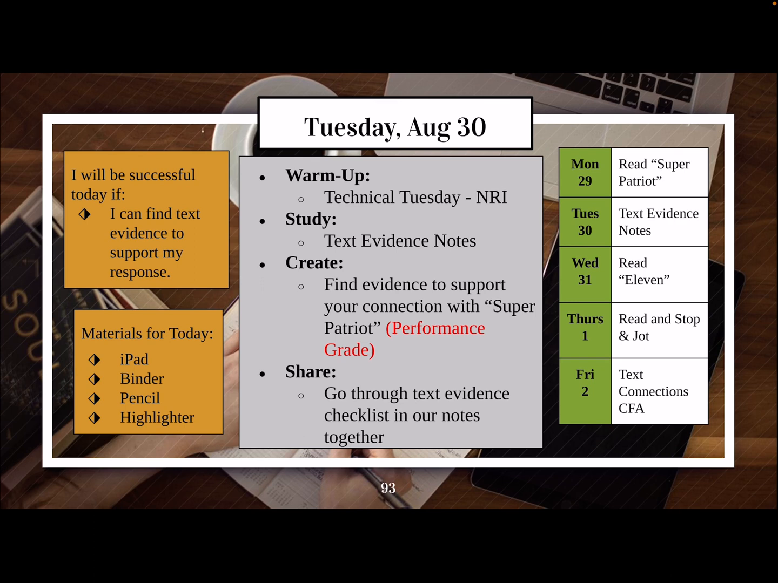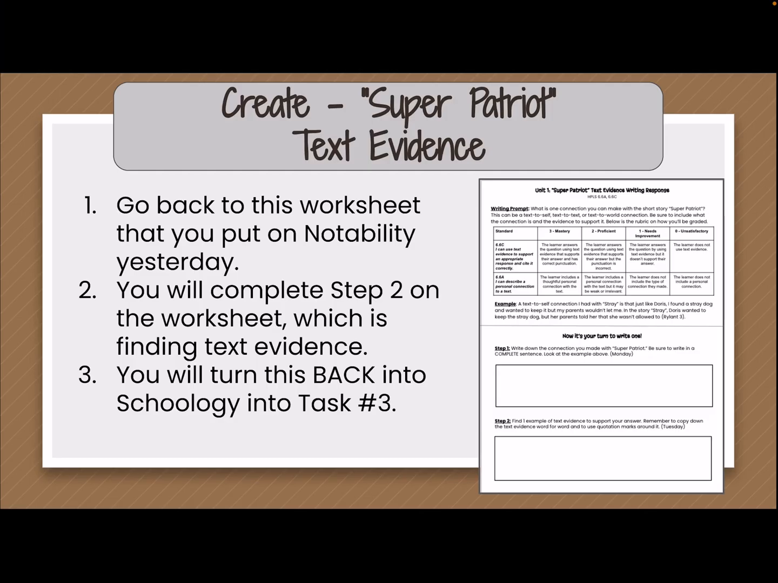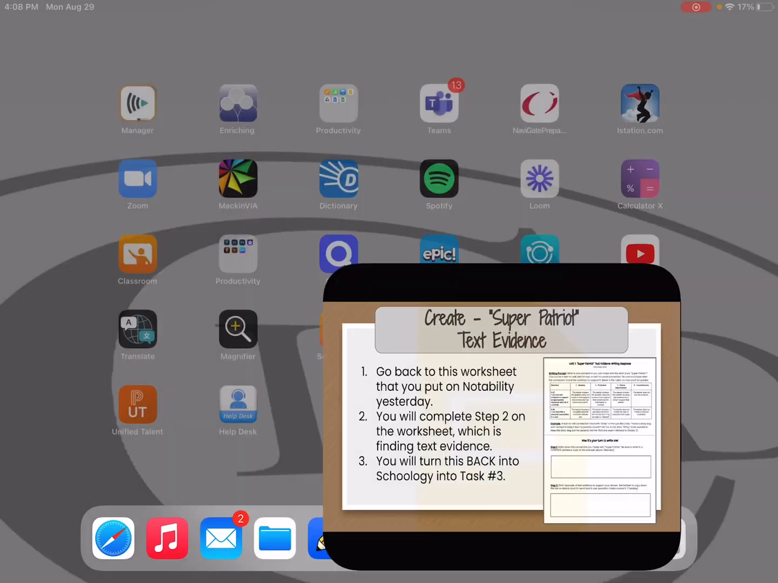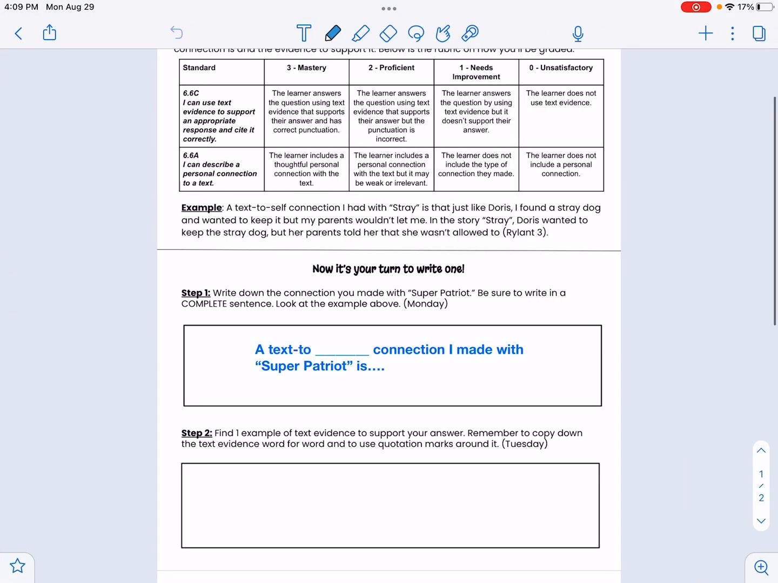Okay, we're done with our study for today, and for our create, we're gonna find evidence to support your connection with Super Patriot. So yesterday, you got this worksheet and you put it on Notability. You are now going to go back to this worksheet and you will complete step 2 on this worksheet, which is finding text evidence. You will turn this back into Schoology into task 3. So in Notability again, you're looking for this worksheet.